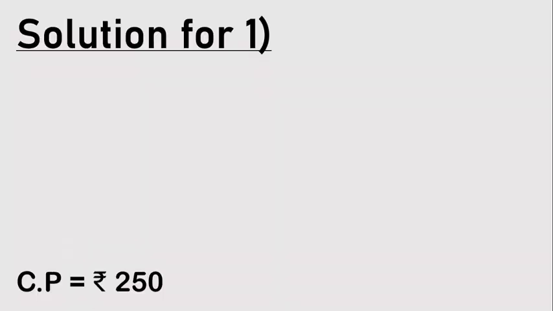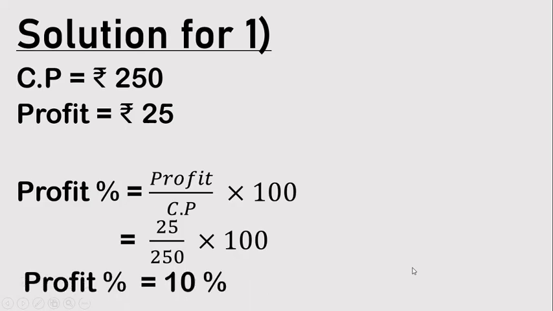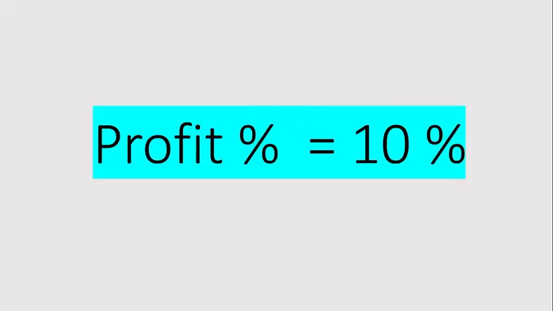See the formula, profit percentage formula is profit divided by CP into 100. Here the profit amount is 25 and the CP, cost price amount, is 250. So 25 divided by 250 into 100, which is equal to 10%. So here our answer is profit percentage is 10%. Move on to the second sum, friends.